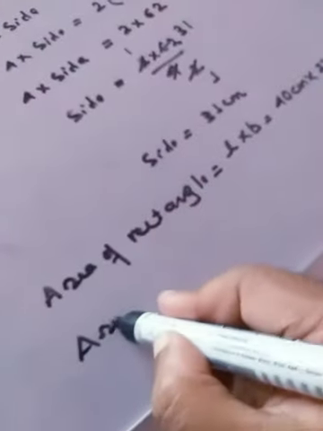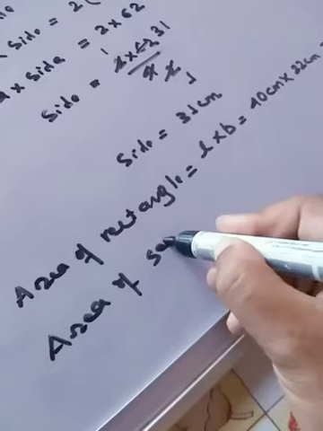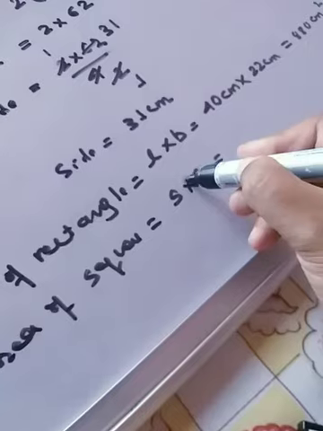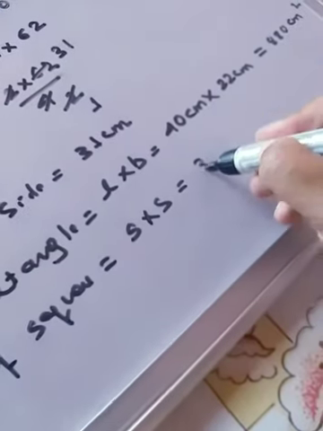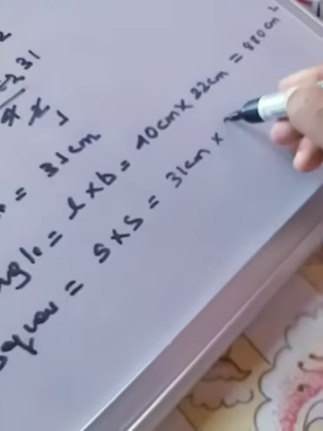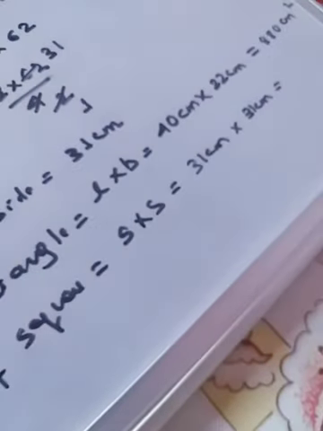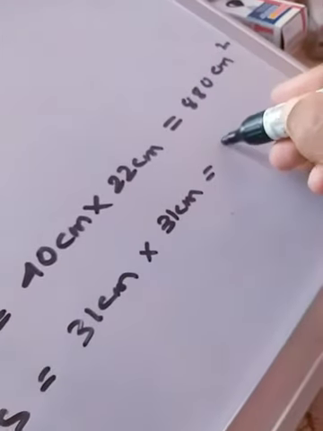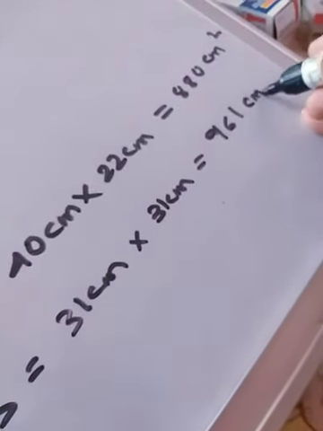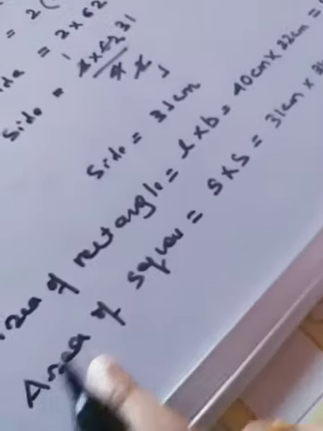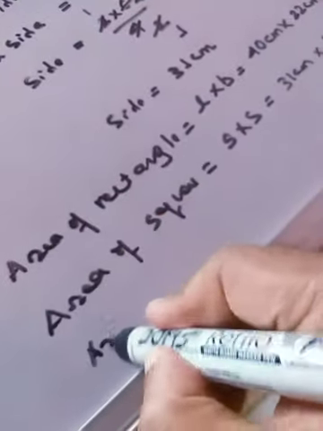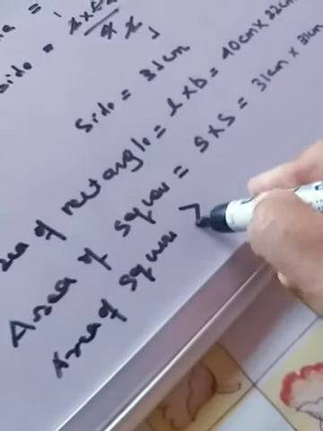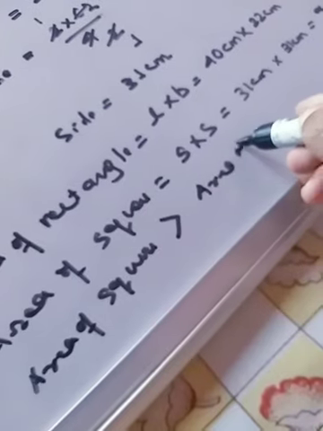Now let us find the area of the square. The area of a square formula is side into side, isn't it? The side is 31 centimeter into 31 centimeter. So if you multiply 31 into 31, you will get 961 centimeter square. So whose area is more? Area of a square. So you will write, area of a square is more than area of rectangle.